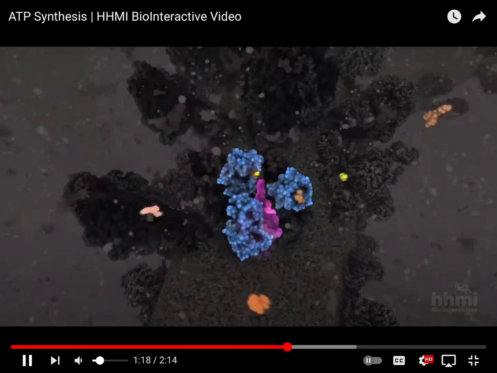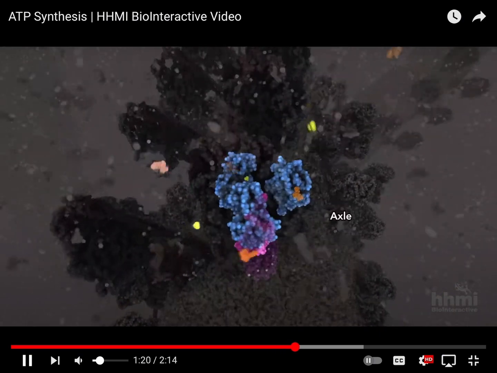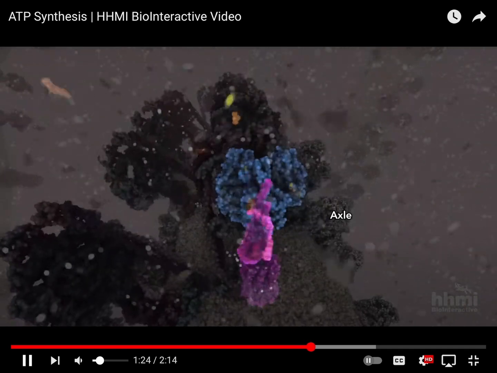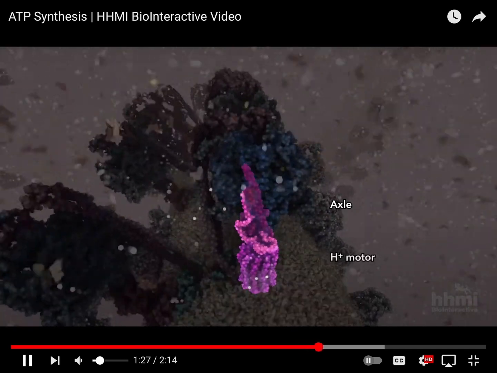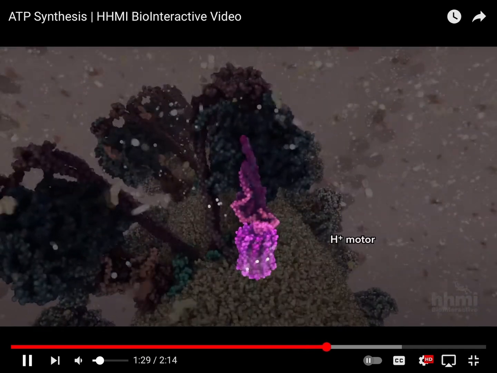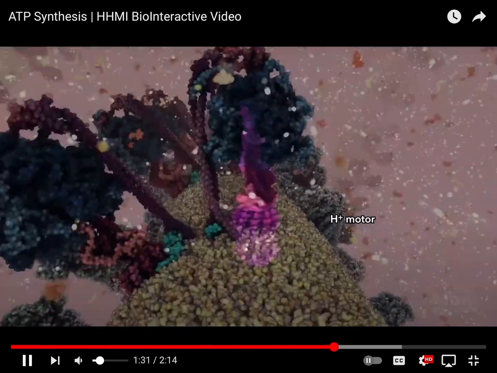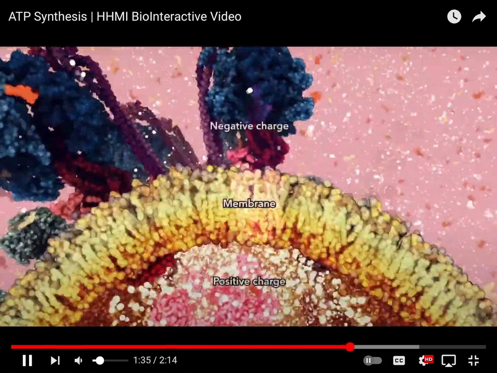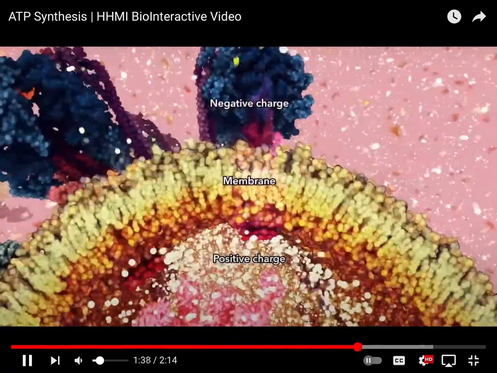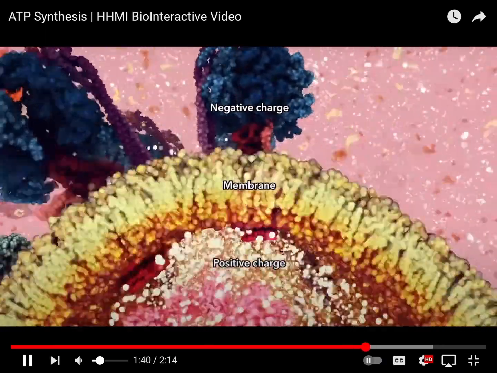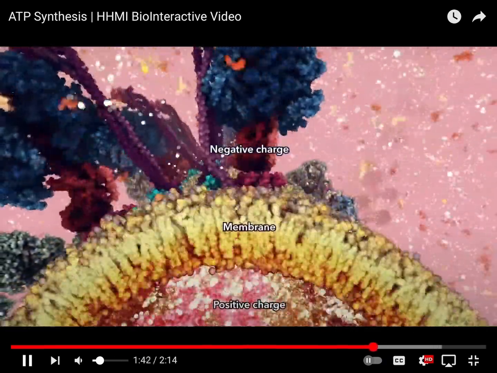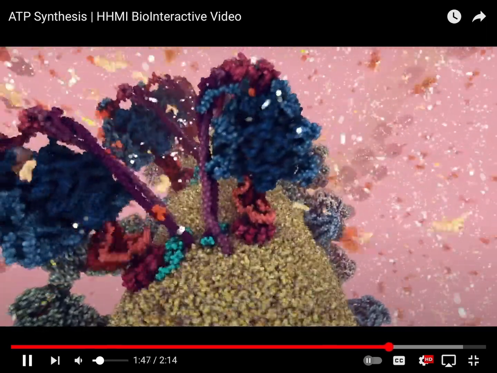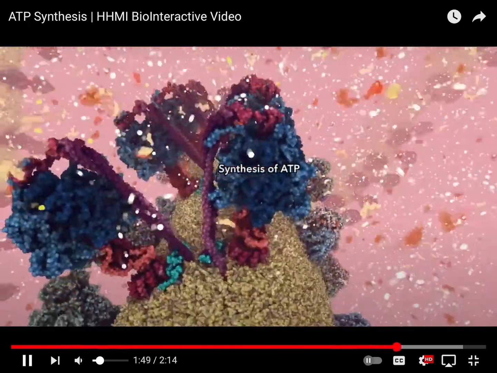Inside the molecular motor, a rotating axle powers the sequence. The axle is attached to a rotary molecular motor, moved by the force of protons pushing from the other side of the membrane. A difference in proton concentration propels the molecular mechanism. Synthesis of ATP.